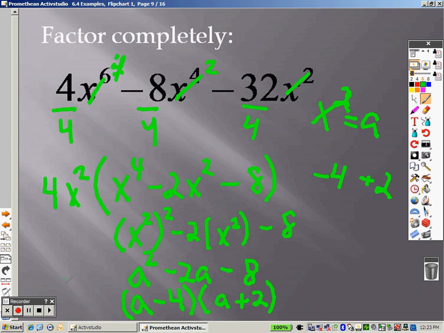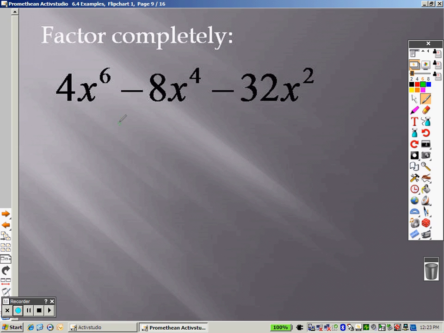Okay, and remember I still have that 4x squared out in front. Since we're running out of room, I'm going to have to erase this. So remember, a minus 4 and a plus 2. So we have an a minus 4 and an a plus 2, right? And we said that we had a 4x squared still out in front. We also set up here from above that x squared we said was a. So let's substitute x squared back in. So I get x squared minus 4 right there, and I get x squared plus 2.